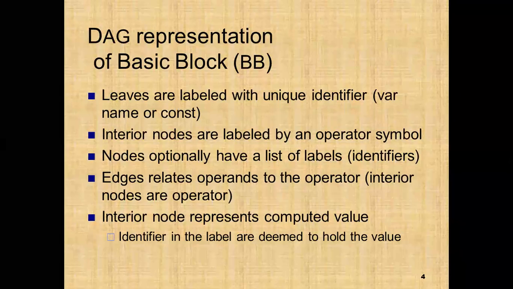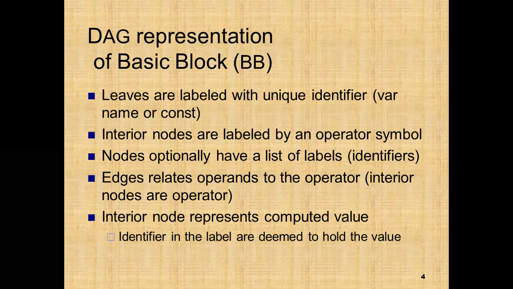Okay, unique identifiers are the variable names or constants which we define while writing our program. Now there are also interior nodes, because whenever we draw the directed acyclic graph, there is the involvement of nodes and edges, or we can say the leaves. The outer nodes are called the leaves.